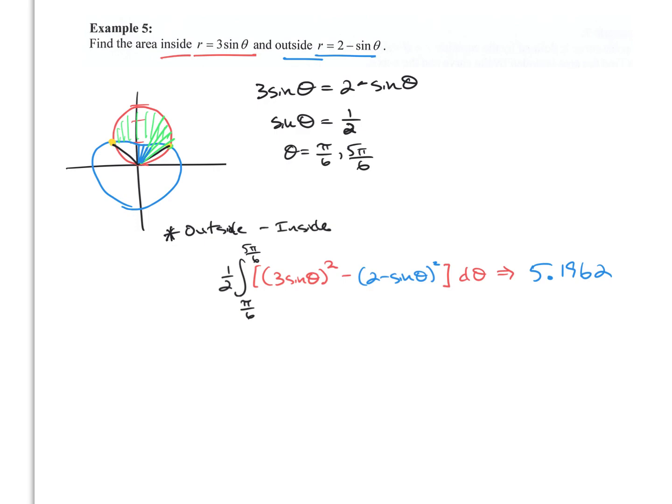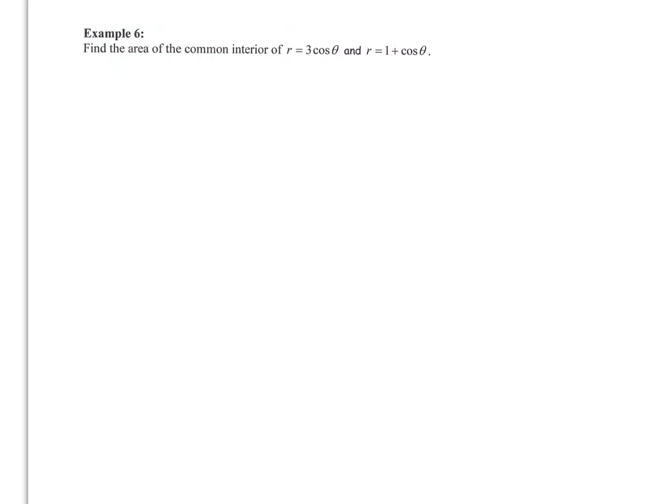All right, example 6. So now we're going to find the area of the common interior. So they're going to share area on this one of r equals 3 cosine theta and r equals 1 plus cosine theta. I'll do this one in red. I'll do this one in blue. So let's make a sketch of what's happening here.